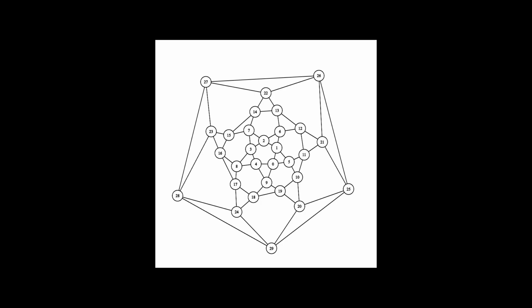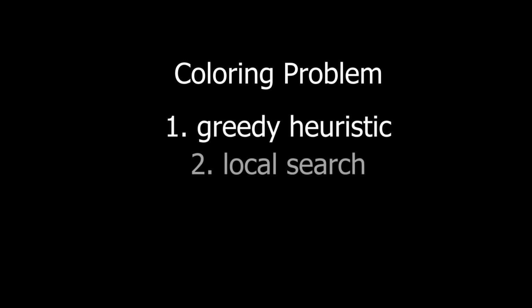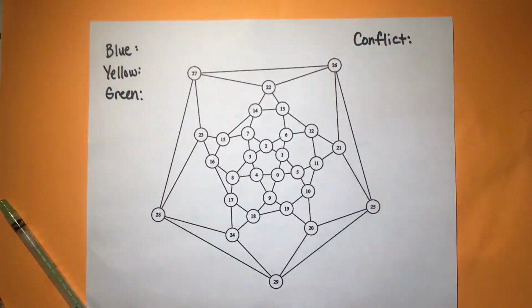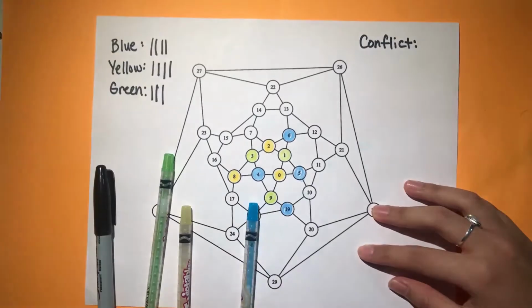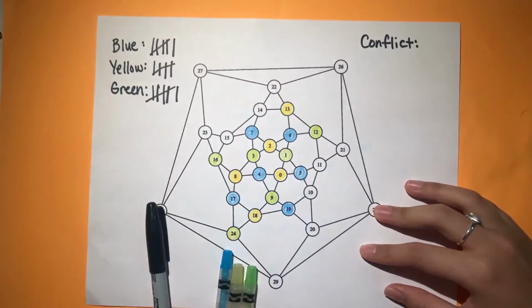Now time for the code. We'll implement a greedy heuristic and a local search algorithm for this problem. Let's start with the greedy algorithm. We'll perform a breadth-first search to traverse through all the nodes, picking the color that has been used the least thus far. If we get stuck, we'll just default to the first color and keep track of that location.